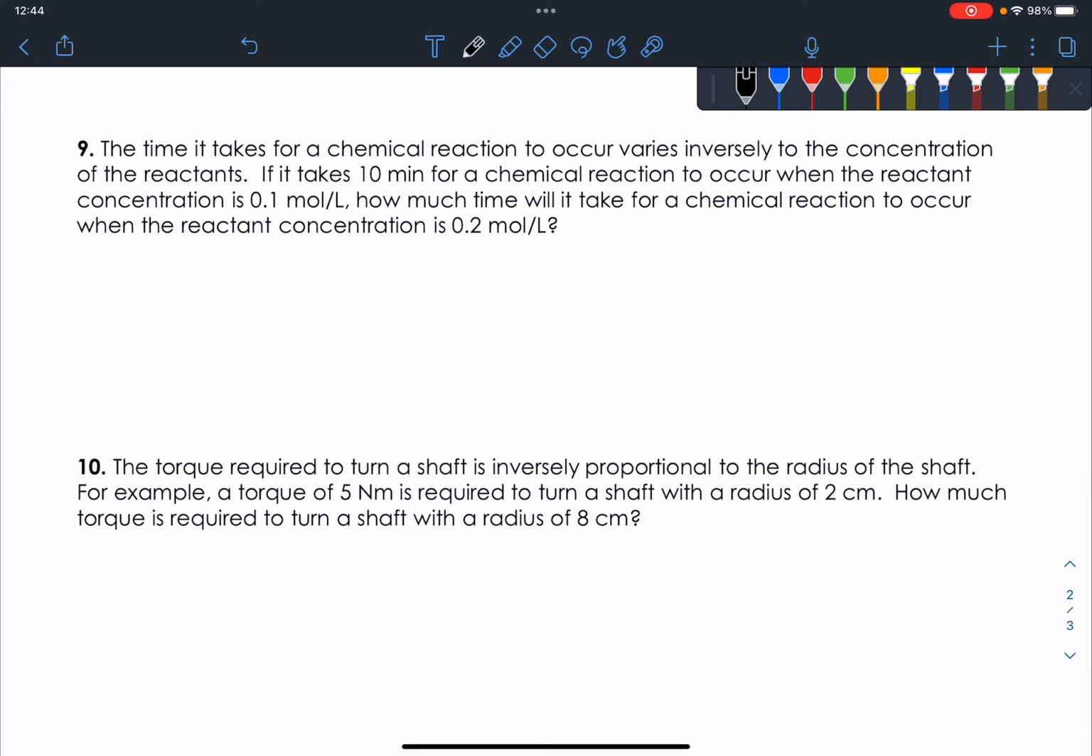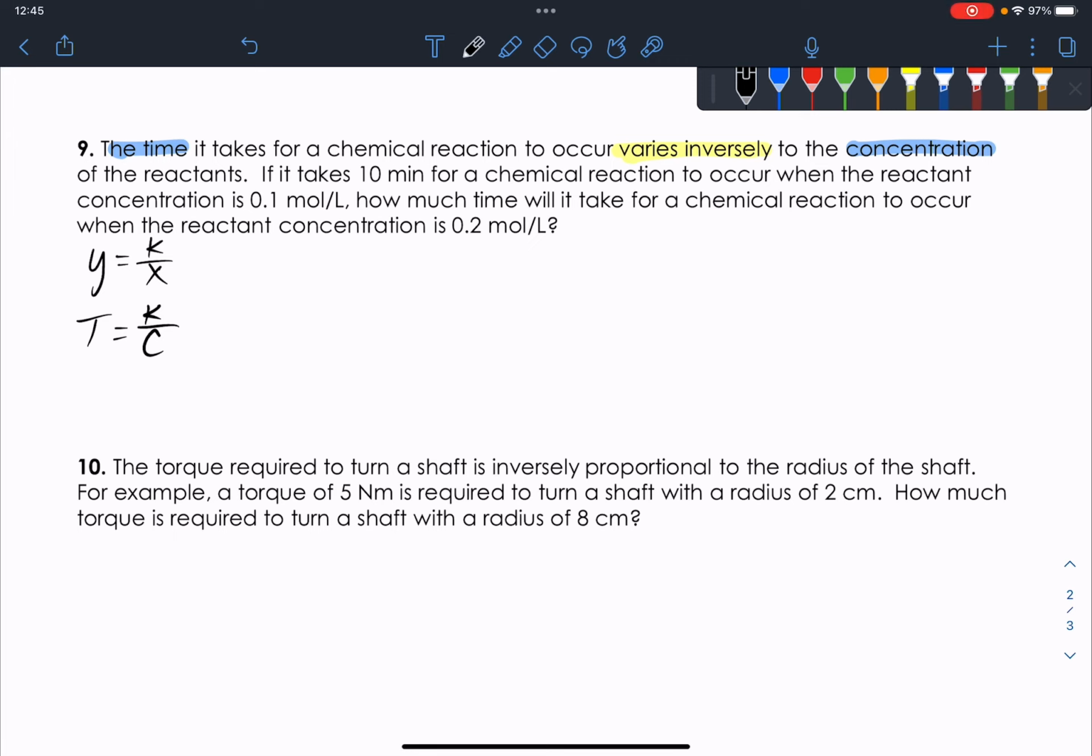Now for number 9, the time it takes for a chemical reaction to occur varies inversely. So varies inversely does a different operation. That means that Y equals K divided by X. So it doesn't multiply X and our constant, it divides those two things. And here, since we're using the time and the concentration of the reactants, let's use T for time and C for the concentration.